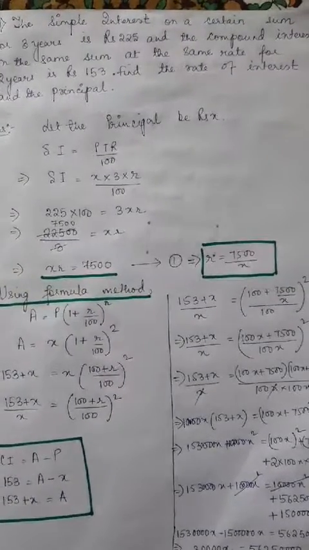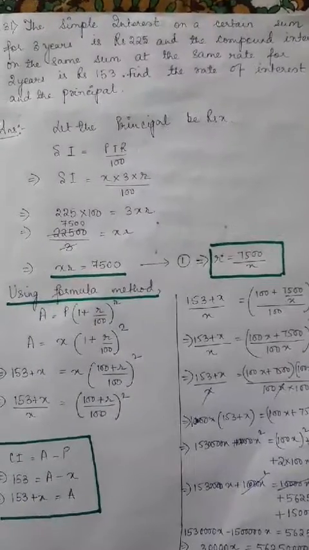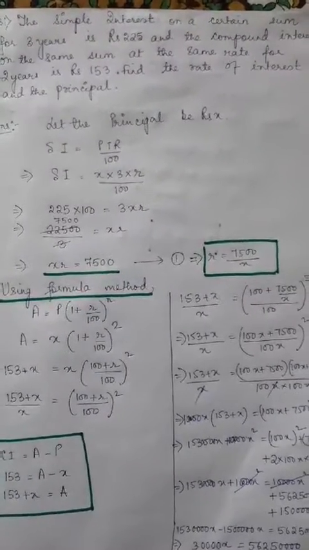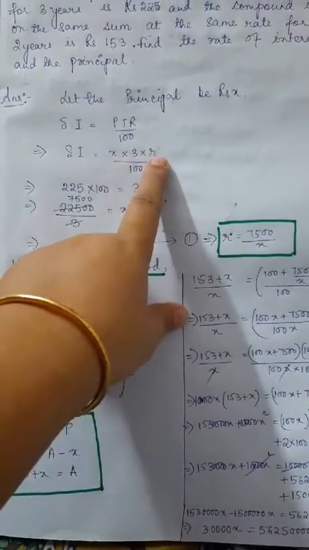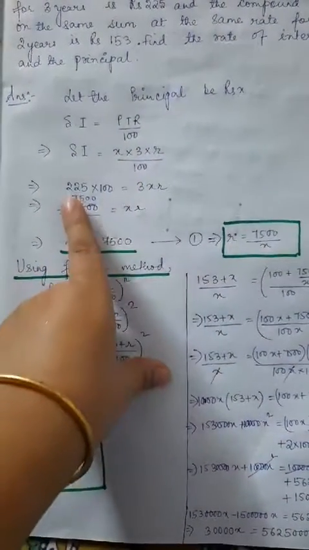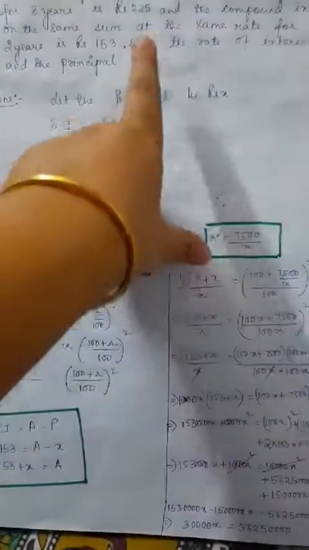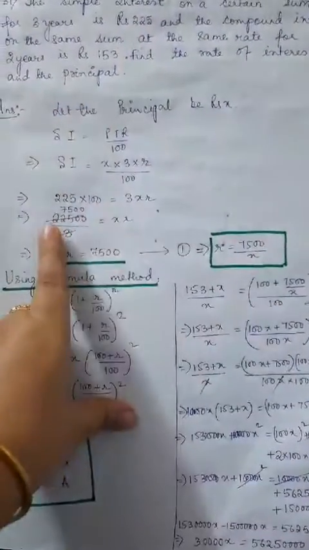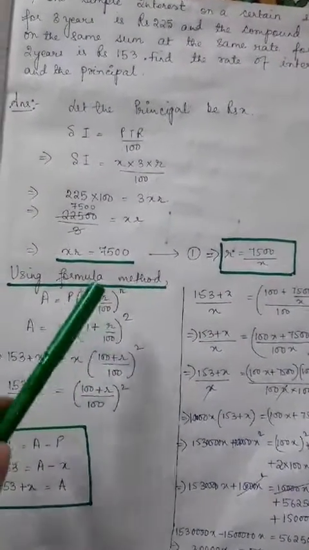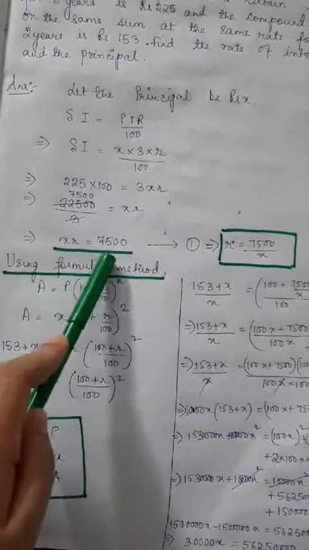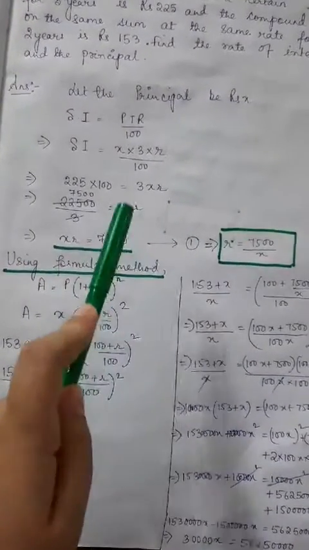So here again principal and rate is not given. So moving by the same method, let the principal be X, simple interest I find out as X into 3 into R, also I don't know, by 100. By cross multiplication, put the value of SI. SI is already given as 225. After putting the value of SI, cross multiply just like the previous sum. I get XR is equal to 7500. Now, trick out here.